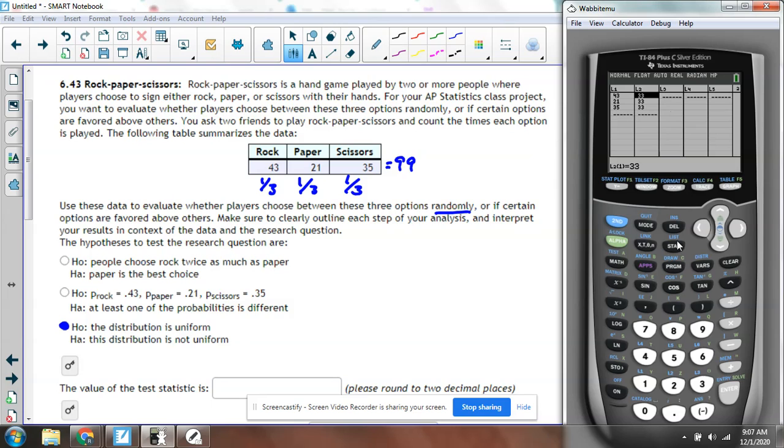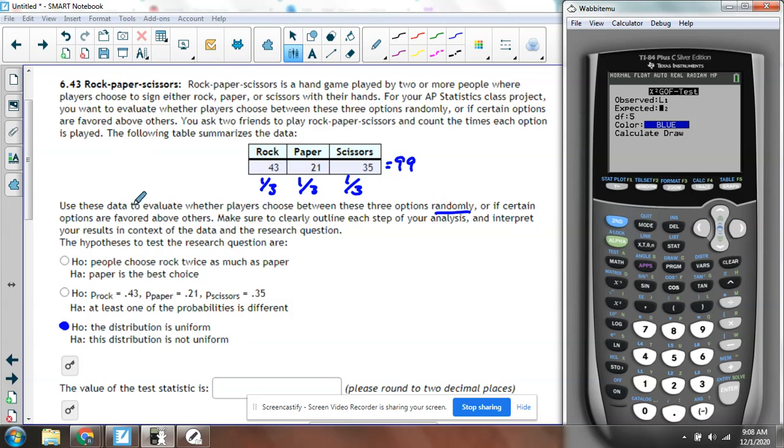So now after I have that information input, I'm going to go to stat, I'm going to go over to the tests, and I'm going to go to the chi-squared goodness of fit test. Okay, it's near the bottom, so you can scroll up and do it that way. But the observed list is L1, the expected list is L2.